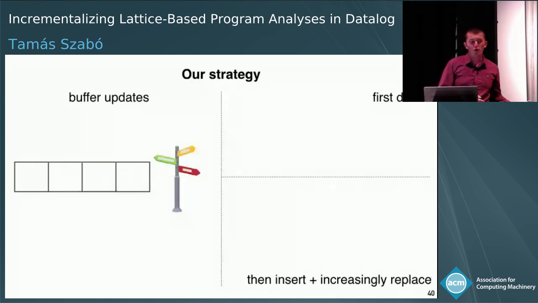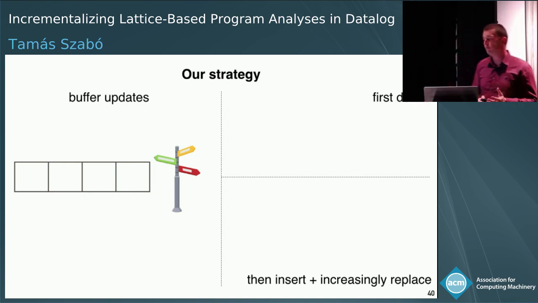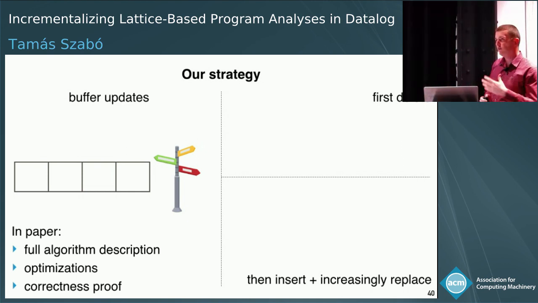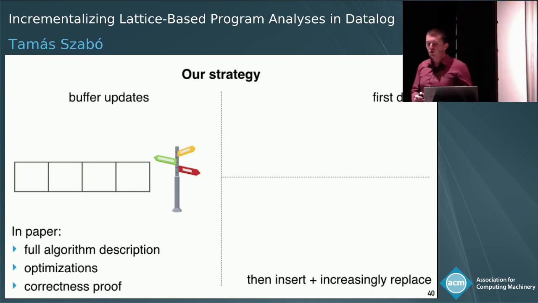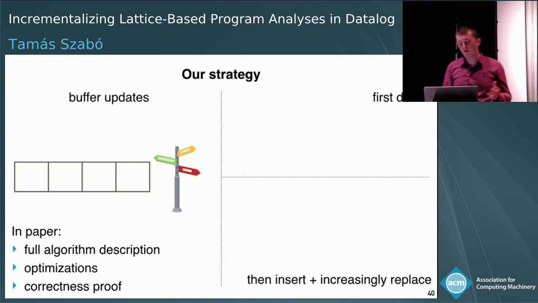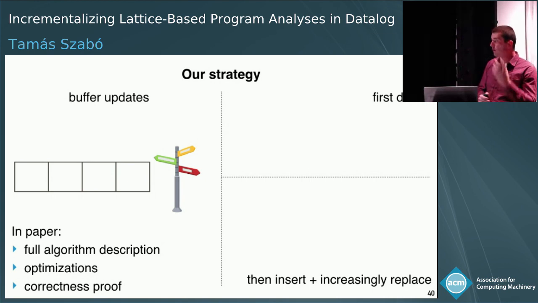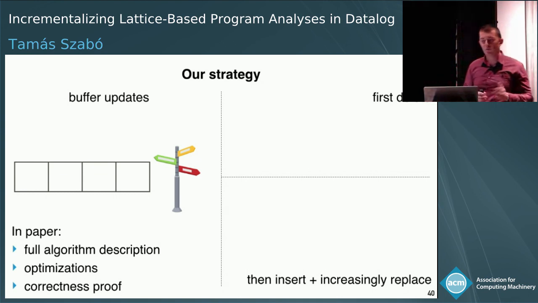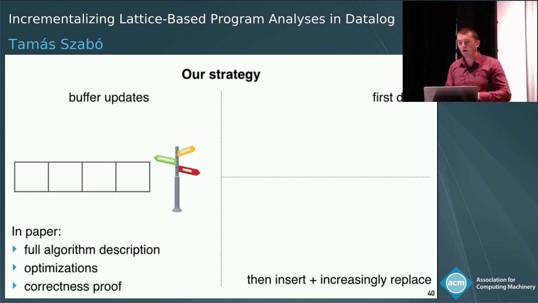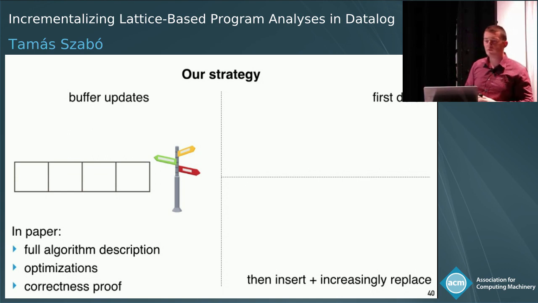So this is a lot of technical details, and this is typically what analysis developers do not want to care about. There is a lot more to this algorithm. In our paper, we explain the full algorithm description. Also, I didn't talk about how the buffering actually works, like when do we need to delay the propagation of the updates. I'm not going to talk about that. This is left for the paper. We also have a correctness proof in the paper, which proves that the non-incremental version computes the same result as the incremental algorithm.